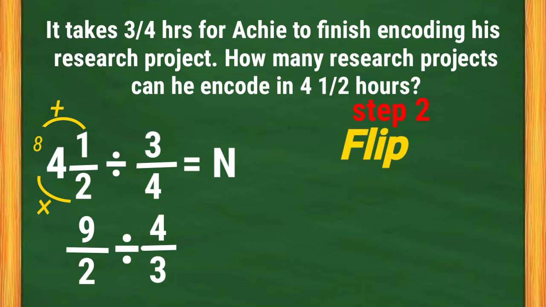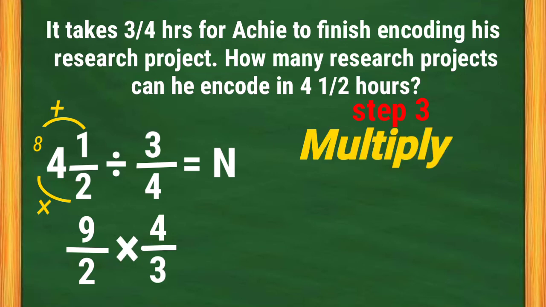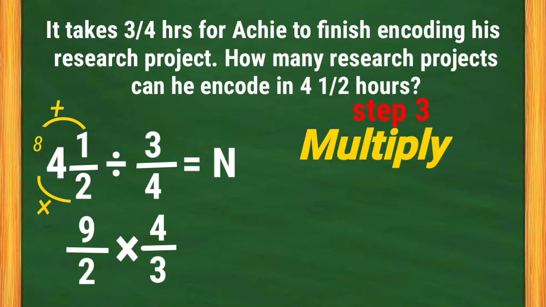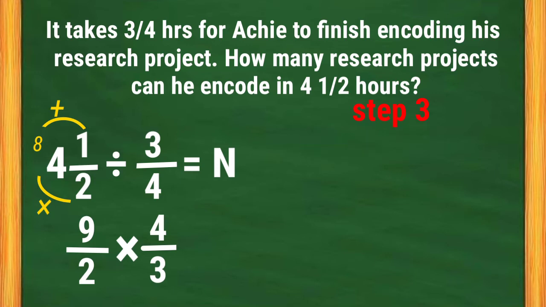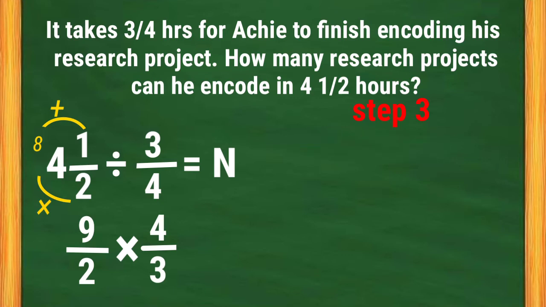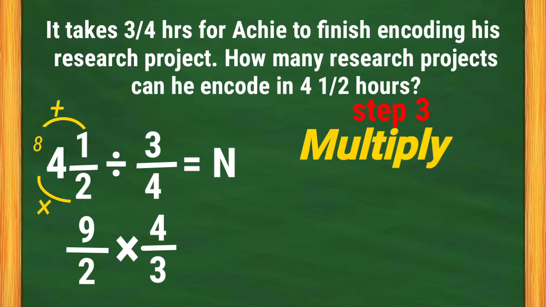And then you are going to change the operation, which is division, into the opposite operation, which is multiplication. So 9 over 2 divided by 3/4 will become 9 over 2 times 4 over 3. Then the last step is multiply.